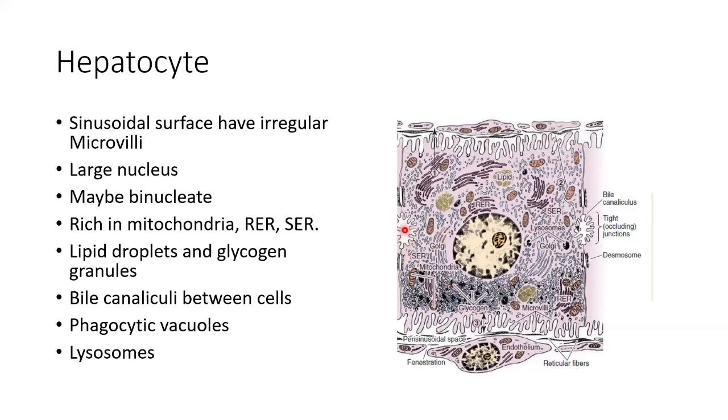And here you can see the bile canaliculi. You find the bile canaliculi between the hepatocytes, or the liver cells, like this. The liver cells secrete the bile into these bile canaliculi. Otherwise, you have phagocytic vesicles and the lysosomes to digest various molecules.